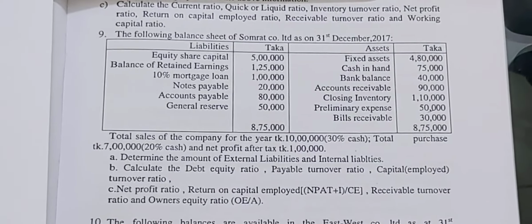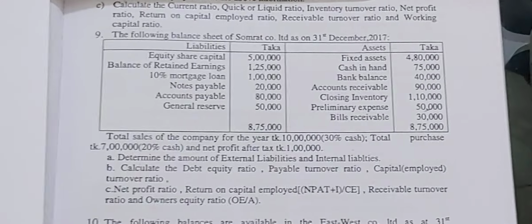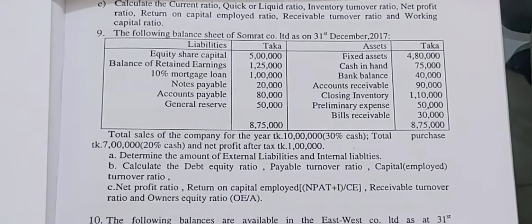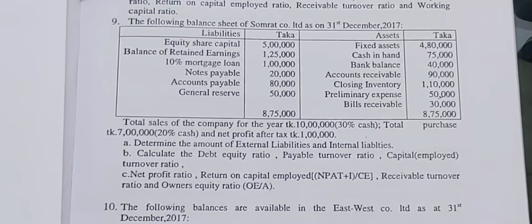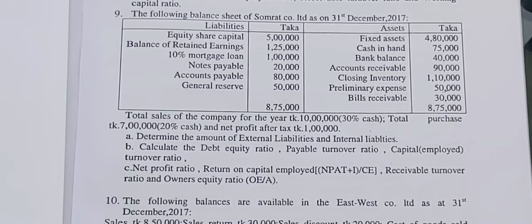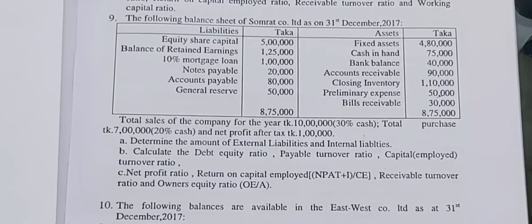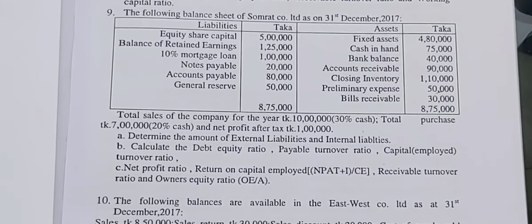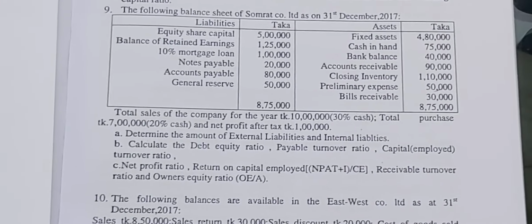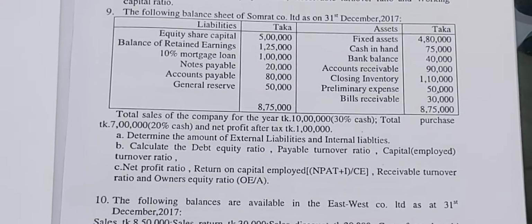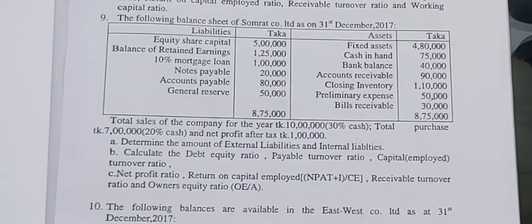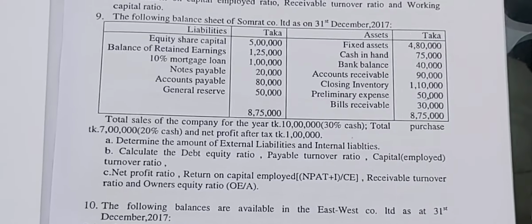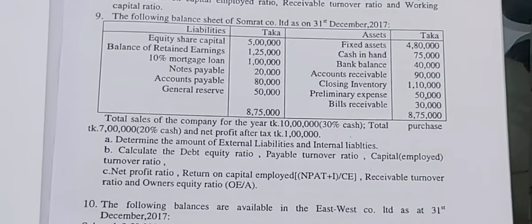Now requirement A, determine the amount of external liabilities and internal liabilities. Requirement B, calculate the debt equity ratio, payable turnover ratio, capital employed turnover ratio. Requirement C, net profit ratio, return on capital employed, receivable turnover ratio, and owner's equity ratio.